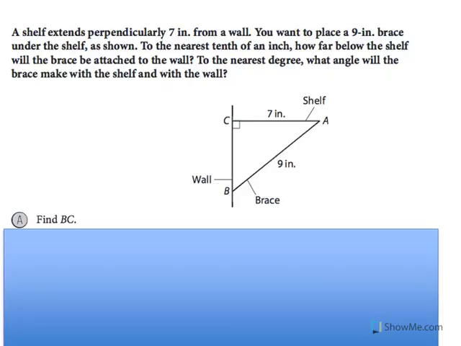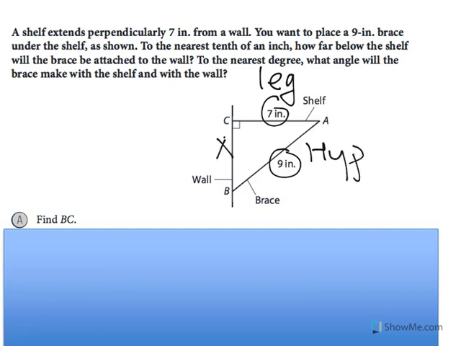Okay, so let's try example A. A shelf extends perpendicular 7 inches from a wall. You want to place a 9-inch brace under the shelf as shown. To the nearest tenth of an inch, how far below the shelf will the brace be attached to the wall? To the nearest degree, what angle will the brace make with the shelf and with the wall? Here we're given that this side is 7 and this is 9, so this is one of the legs and this is the hypotenuse, and we need to solve for this part. Let's call that x.